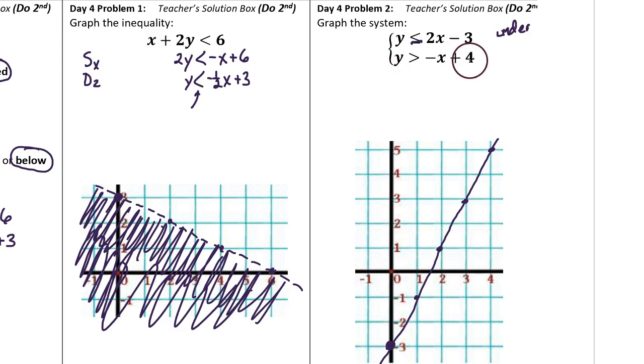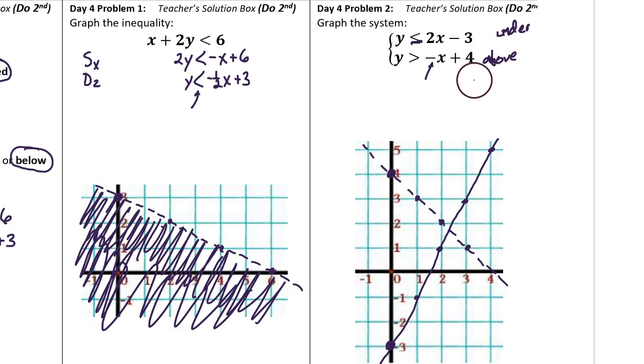Now the second one. This is in slope-intercept form and the y-intercept is 4. So there's a dot up here at 4. Looking in front of x, the slope is negative 1. Down 1, over 1. Looking at this arrow, there is not an equals to bar, so this is a dashed line. Let's decide where to shade. This is a greater than symbol, so we want to shade above this boundary line.